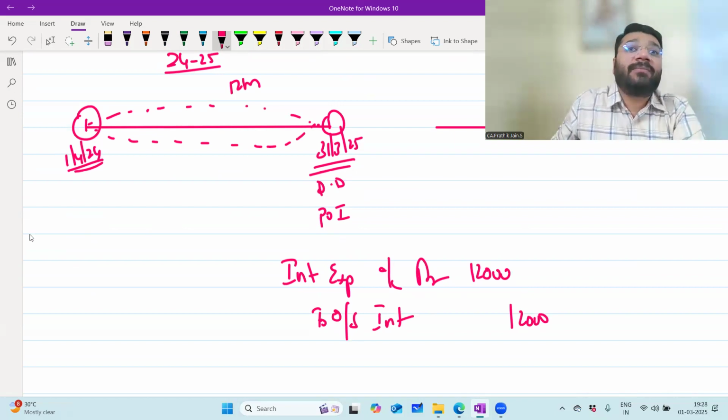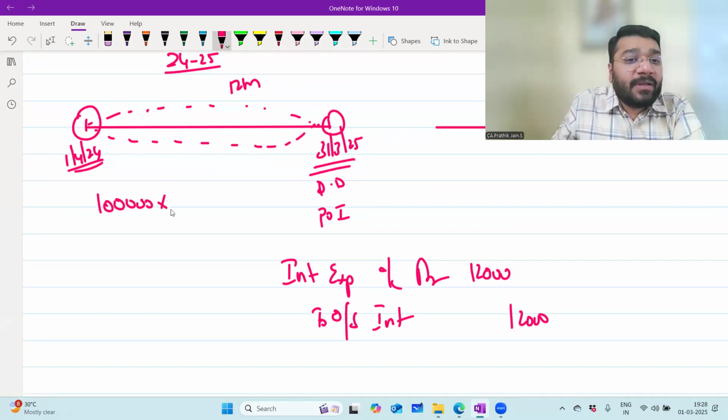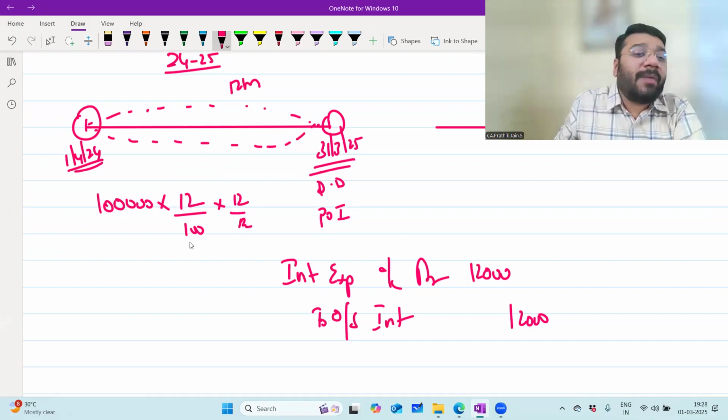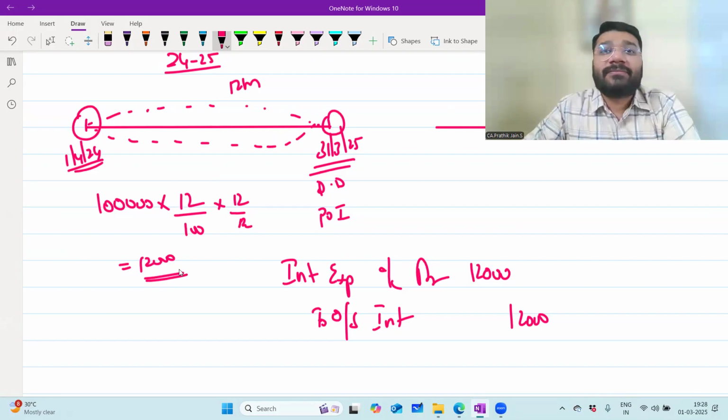How will 6,000 come? This is what a person who is physically present, mentally absent does. 1 lakh is the loan. Interest percentage is 12 by 100 into 12 months by 12 months. How much is it? 12,000. Shall I send you back to LKG?